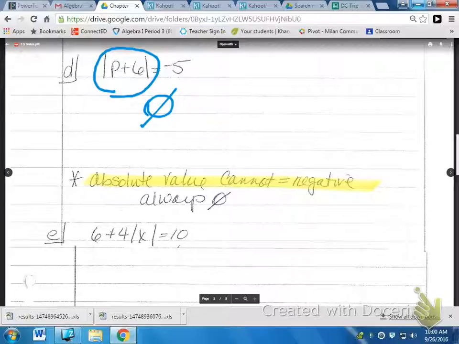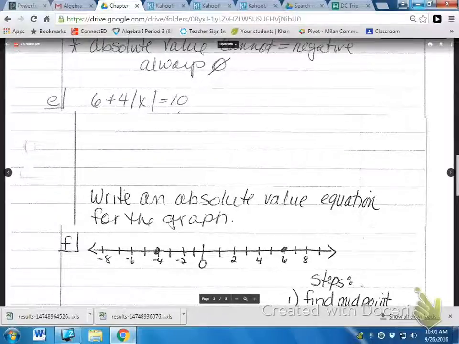So they're going to be a little more complicated. They're going to add some things, and they're going to make absolute value part of an equation. So you might get something like this: 6 plus 4 times the absolute value of x equals 10. And you've got to get that absolute value by itself before you can rewrite the two equations.